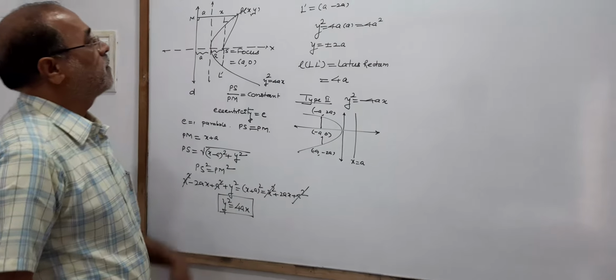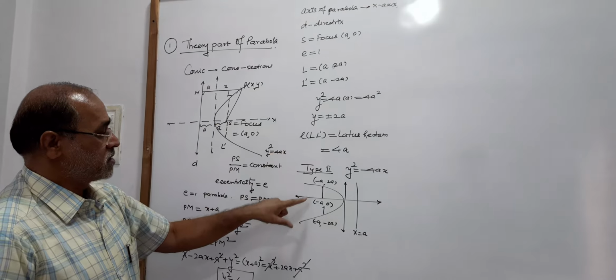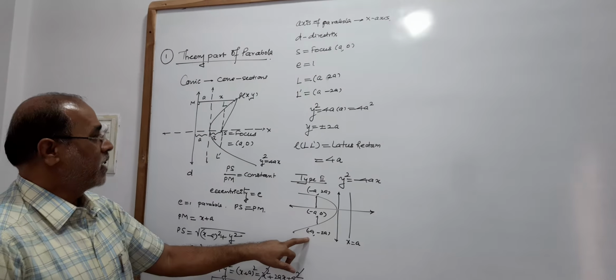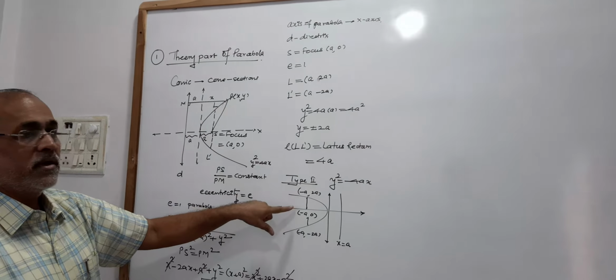The y-axis is drawn accordingly. The focus will be (-a, 0). The length of the latus rectum will be 4a, and the coordinates of L and L dash will have -a here.